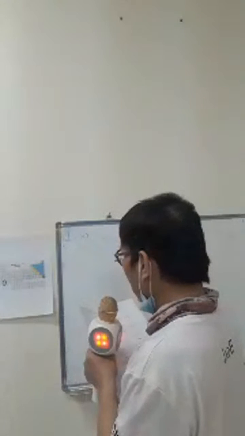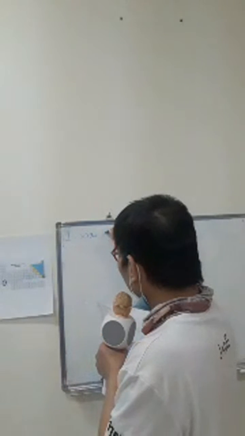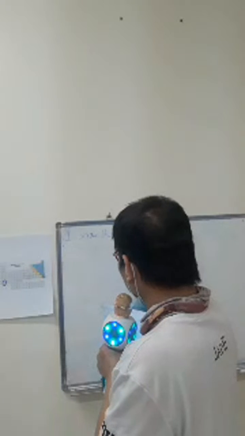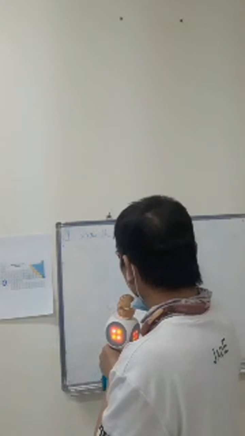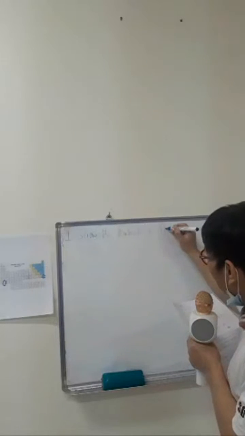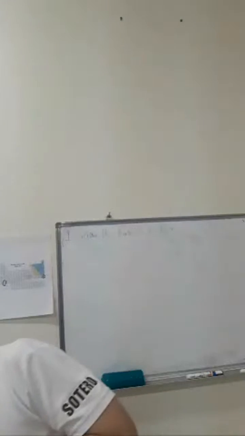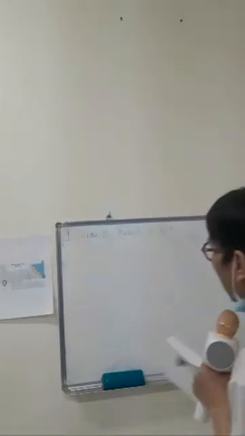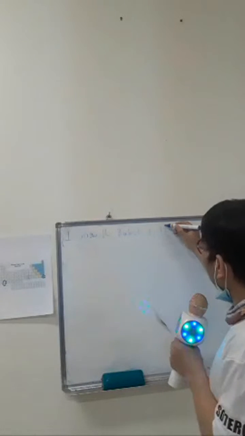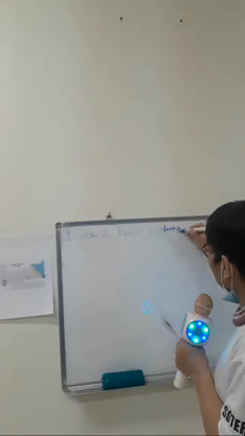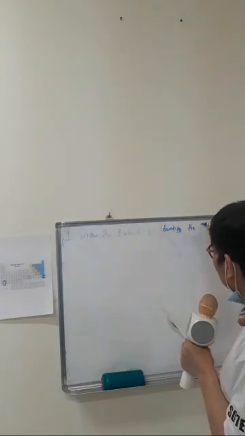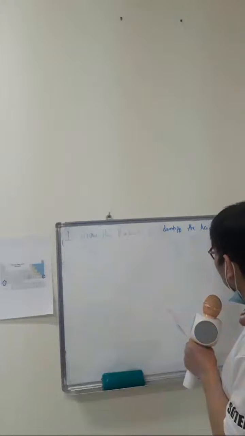Okay, this is show the products. Test 1. Show the products and identify what types of acids and bases. Show the products. Show the products and identify the acids. Identify the acids and the bases. Okay.